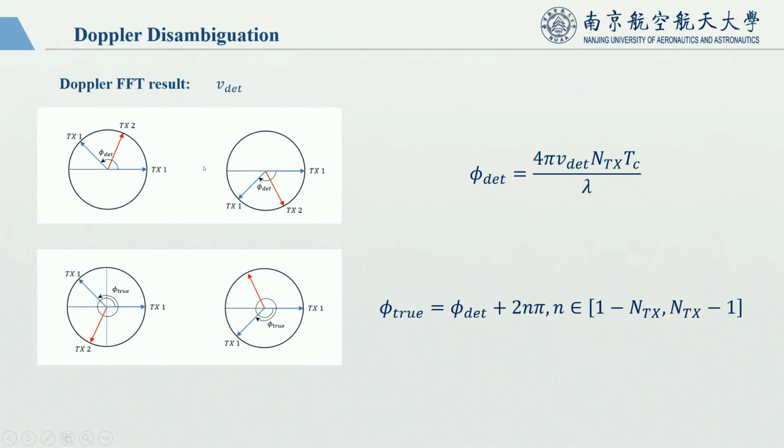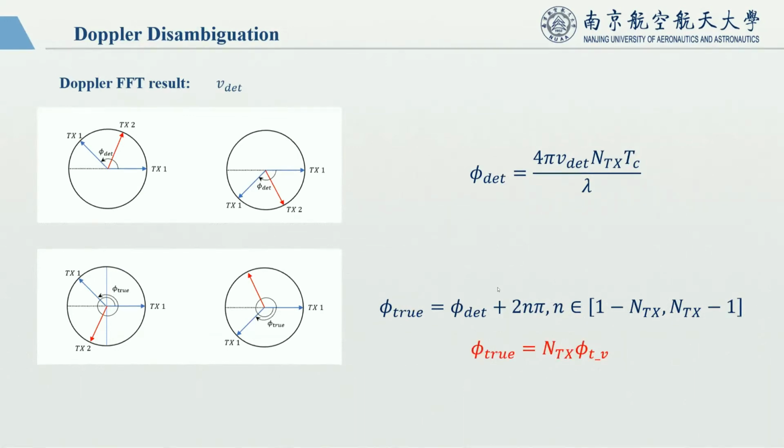The figure illustrates this difference for a positive velocity and a negative velocity. Doppler ambiguity occurs when the actual phase change exceeds 180 degrees. This figure illustrates the actual phase change in the case of two transmitters when the Doppler ambiguity occurs. This value can be derived like this for multiple transmitters.